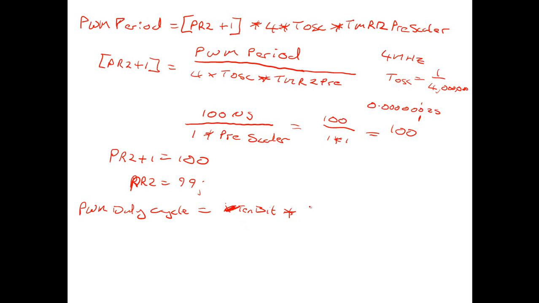Now that's multiplied by T oscillator, and it's multiplied by the TMR2 prescaler. Previously we set the prescaler to 1, so that gets rid of that bit. That just becomes a 1. It's multiplied by T oscillator, which is 0.0000025. And then we've got our 10-bit number here, and that's going to be multiplied by that.